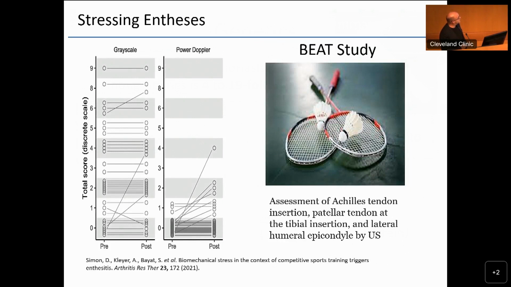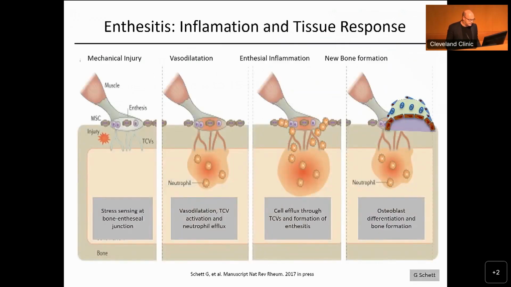And this is actually the BEAT study we did a couple of years ago, where we let people play badminton and did a pre and post analysis of the Doppler signal in the ultrasound in enthesial sites, and found an increased inflammatory response. And this inflammatory response seems to be much more pronounced in patients with psoriasis. Now, what is the typical lesion?